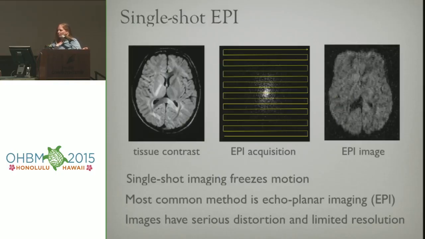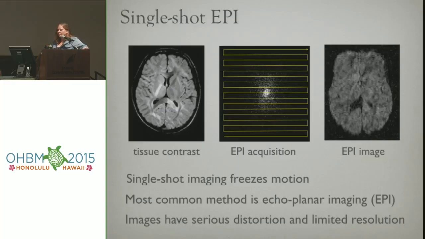So I say perfectly usable. It's an acceptable image, really. If we acquire EPI, what we see is an image that is able to freeze motion, so that's the most important thing that we were going for. But these images have serious distortion, and they tend to have limited resolution. And I'll come back to where that comes from when I get to the limitations and trade-offs.